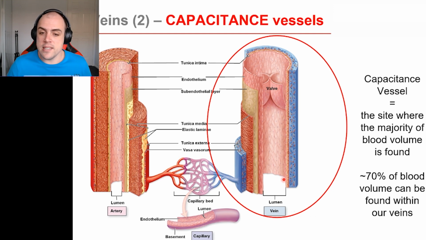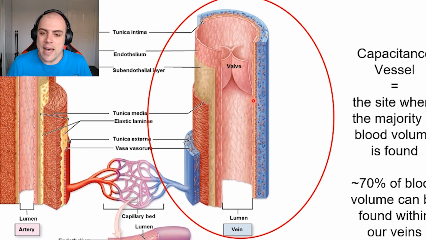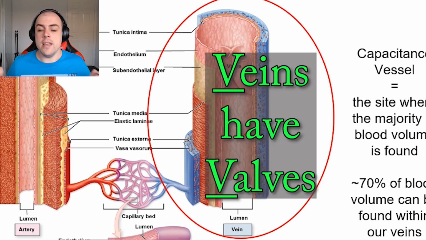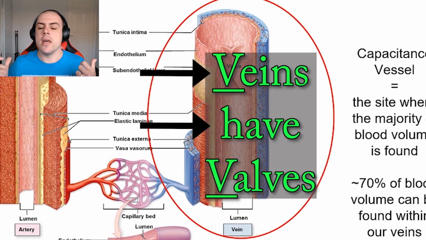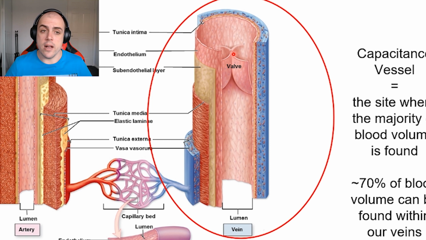So the venous system has a much lower pressure when compared to our arterial system, which is why the veins have a quite unique structure. They have valves. Now, how to remember this? V for vein, V for valves. Veins have valves. And the reason for these valves within our veins is the same reason as we had valves in the heart, our atrioventricular valves and our semilunar valves.